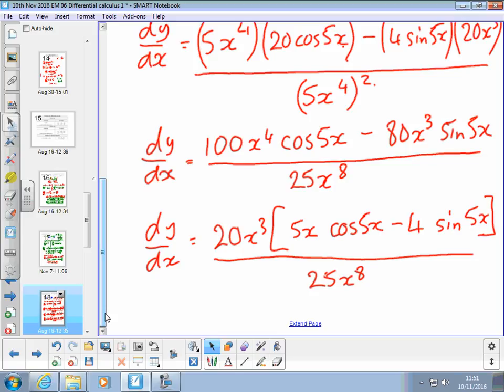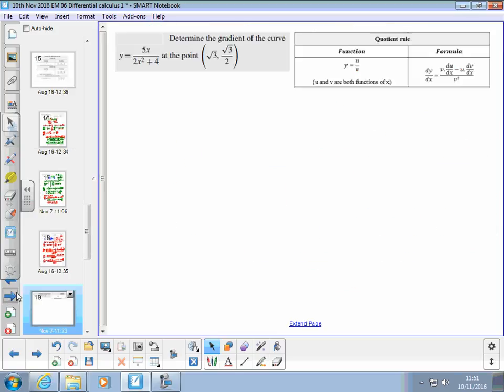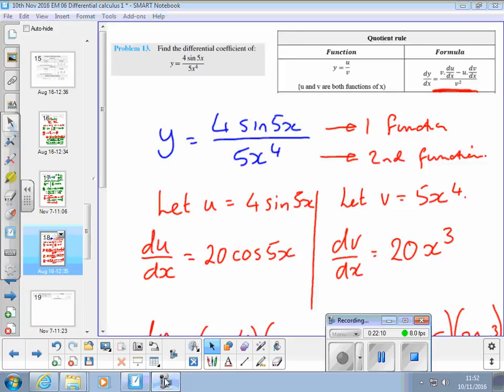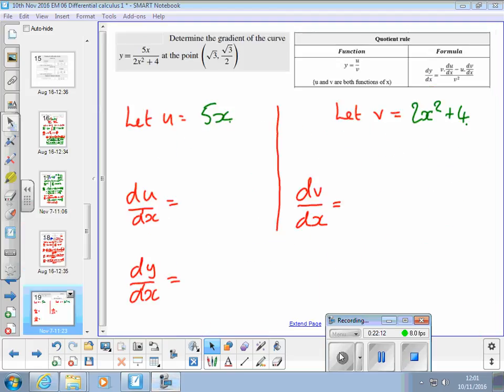Right. On the next page, there's another quotient rule for you to have a go at and determine the gradient at the point where x is equal to root 3 and y is equal to root 3 over 2. So just see if you can differentiate it first using the quotient rule. I'll go back and sum up that last one on the video because I haven't done that yet. What we'll do is go through it.